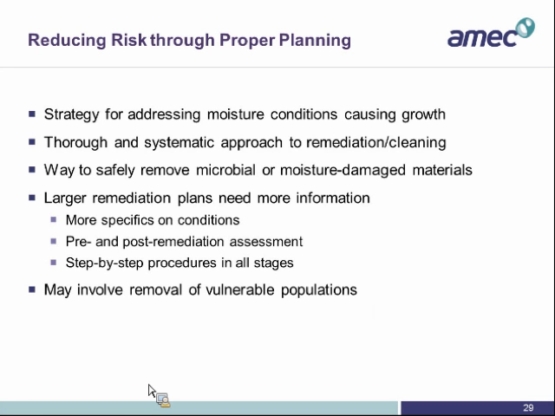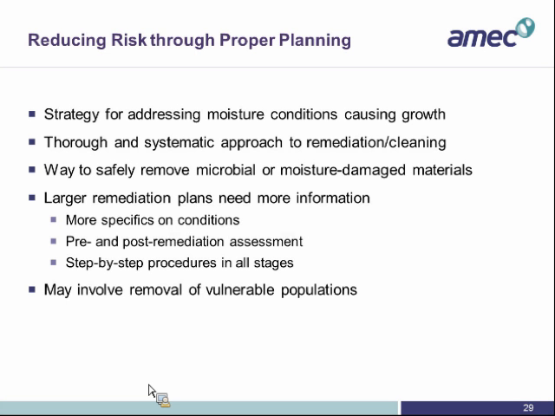Larger remediation plans are often necessary for larger jobs. They might be very specific, like a step-by-step procedure, very much similar to the hazardous materials abatement plans that we have. And much of the mold industry has actually followed in the footsteps of the asbestos industry. It may also involve removal of vulnerable populations. I talked about this before with the babies and this potential association with pulmonary hemorrhaging. But also there are nosocomial infections that happen with immunocompromised people in healthcare facilities, etc. So sometimes it is very important to remove those individuals if you're going to be doing some type of remediation.